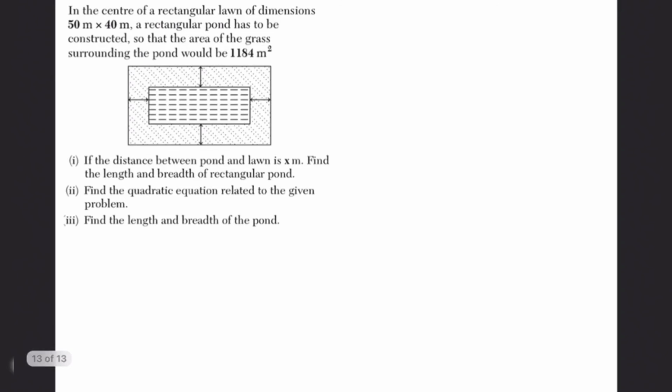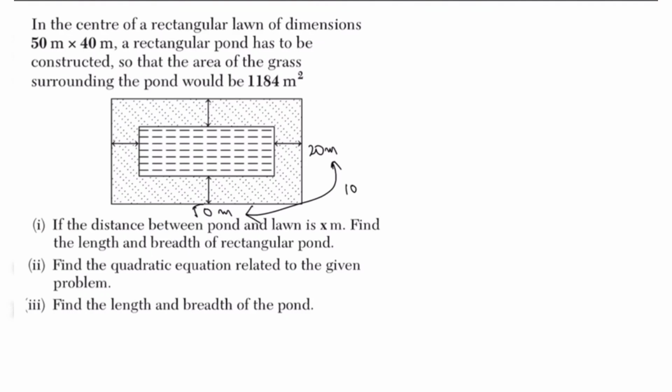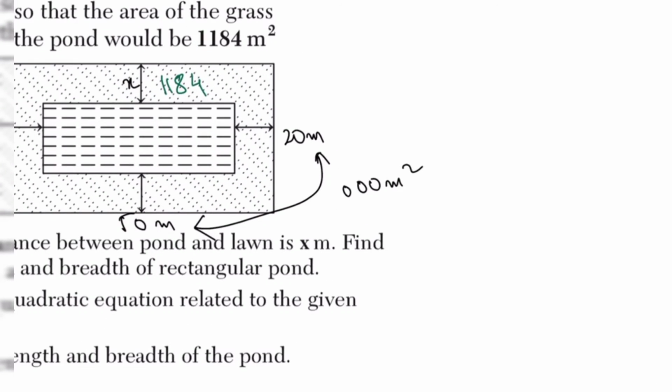We have already done this kind of problem a few minutes back, but let's do it again. So it is 50 meters by 20 meters. So you can already see that the area is 1000 square meters. This will probably be useful, but okay. So let this be x, and the area of the ground is 1184. Okay, this is not 1000, this is 2000, my bad.